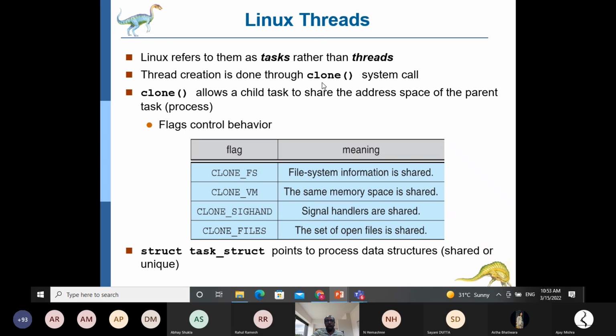The actual system call used to create a process is clone. We have seen the fork system call, but the fork system call internally uses the clone system call. Using clone, the Unix system creates either a thread or a process; for both of them it uses the same system call. How they differ, how the process is created and how the thread is created, depends on the flags. That means when you use the clone system call, you need to pass certain flags information.